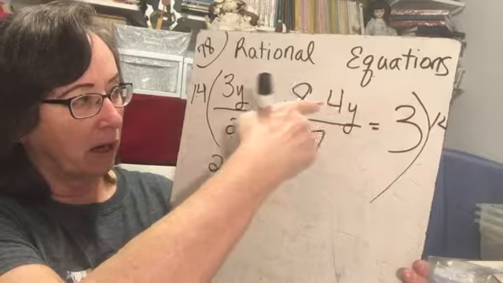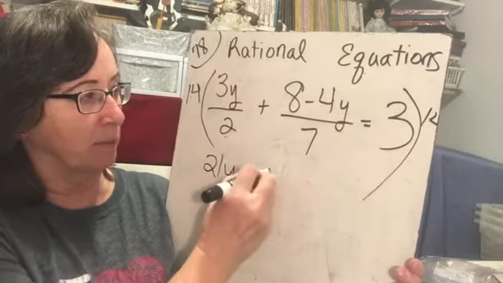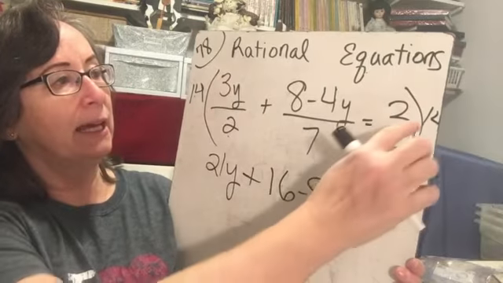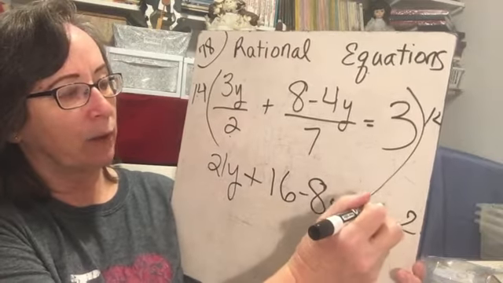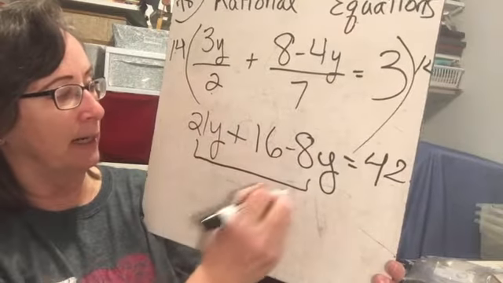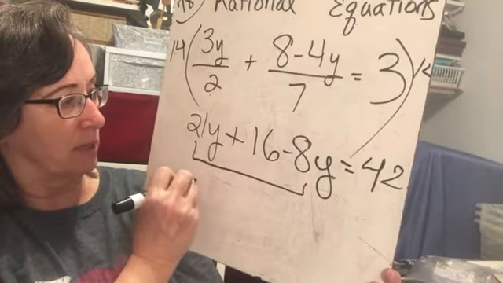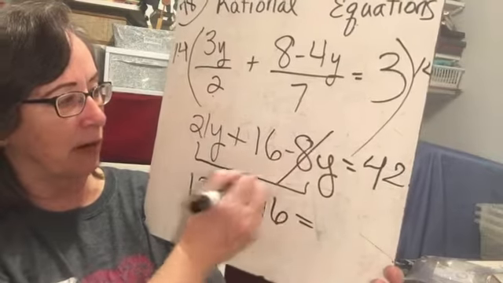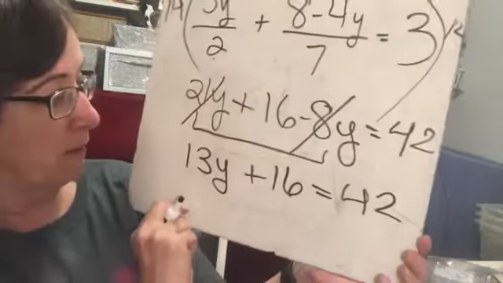So we have a sum or a difference up there. So 2 times this is going to be 16 minus 8y. And then 14 times 3 is 42. So now we have a 21y and a negative 8y, which is going to give me a 13y plus 16, and 42. So now we want to get rid of that 16.